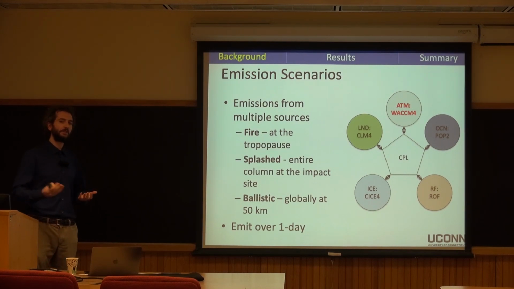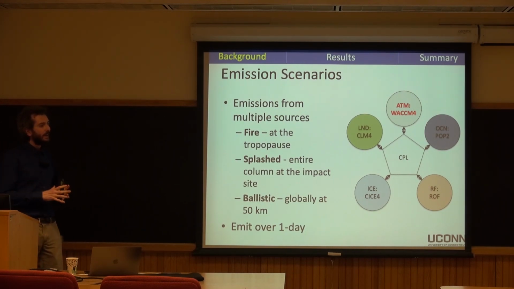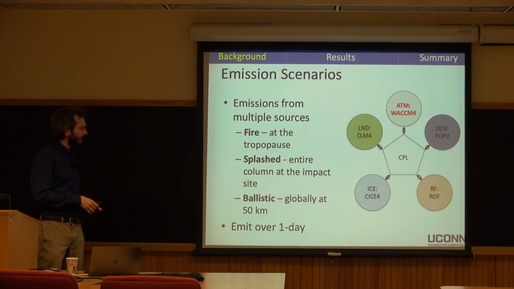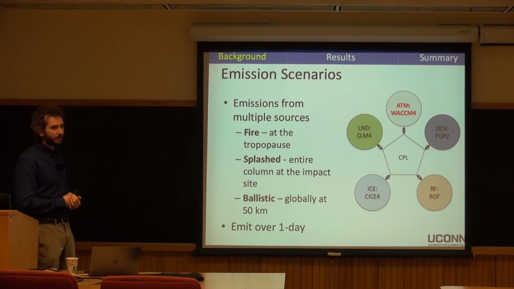We also have splashed emissions from the impactor. So this is put in a column vertically right around the impact site. And then we have ballistically emitted material, stuff that reached into the upper atmosphere and covered the globe relatively quickly. And we're emitting them globally at around 50 kilometers. And in all these situations, we're emitting over the course of a single day.